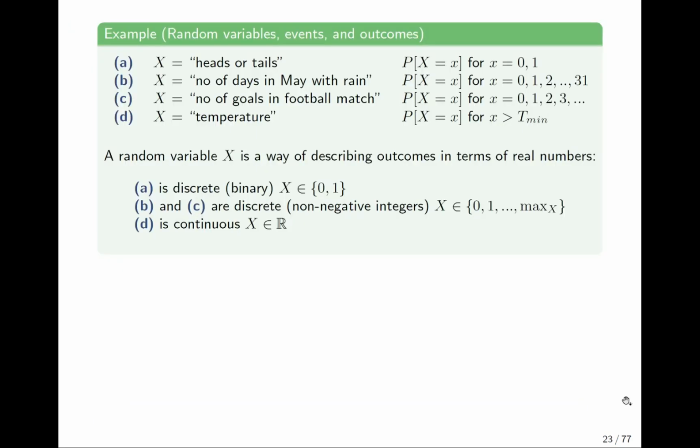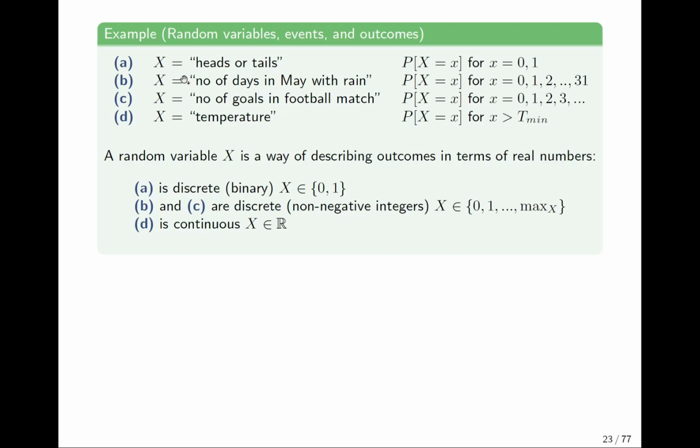Okay, so let's give some examples here. Random variables, events and outcomes. This is just bringing it all together. Here we have an experiment. It's a coin toss, and the two outcomes are heads or tails. We want to define a random variable X, and what we're going to do is map it to numbers, and that's what a random variable does. So we're going to map it to the numbers 0 and 1. In other words, this is a binary random variable. It can take two numeric values, 0 or 1.